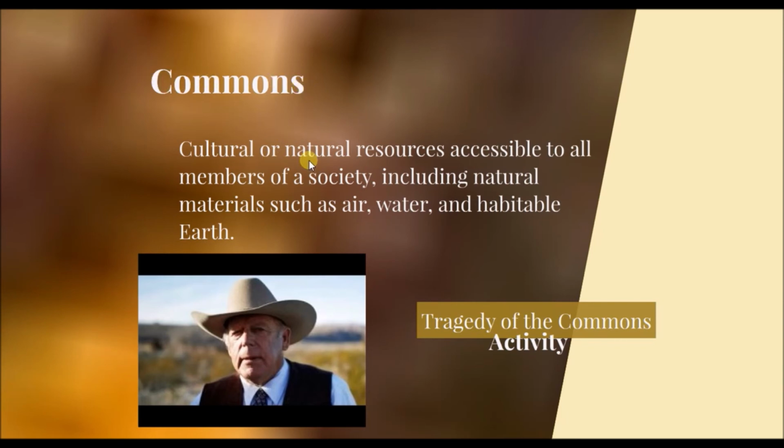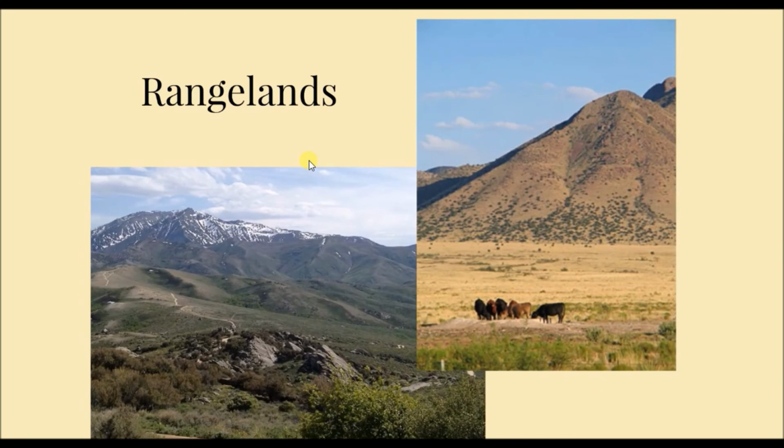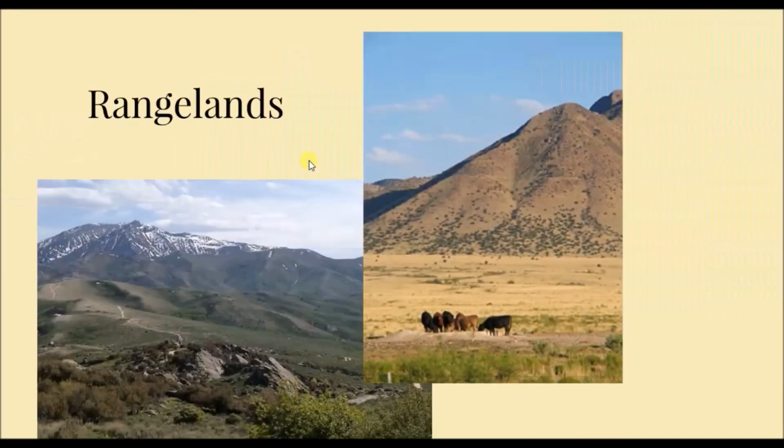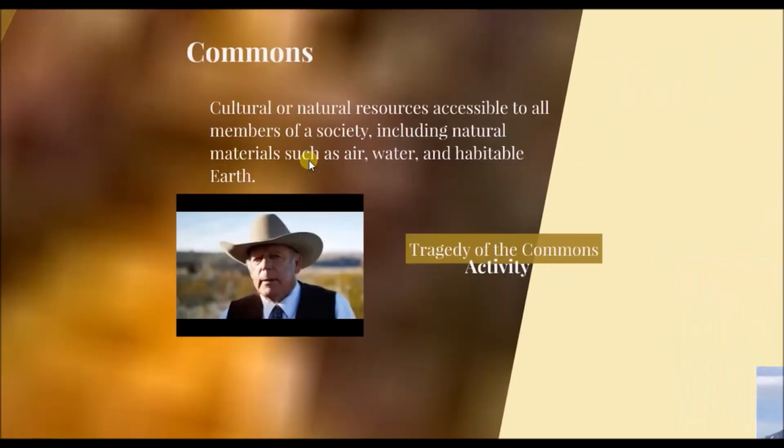So the commons, write the definition of a commons down, but it's the cultural or natural resources accessible to all members of a society, and that's including natural materials such as air, water, and habitable earth. So when we have the commons, we're talking about something that's used by everything. So when I just briefly mentioned rangelands, they're used by any kind of rancher and the natural environment. They would be an example of the commons. Another example of the commons would be the oceans, especially international waters, where pretty much anyone can be fishing in international waters.